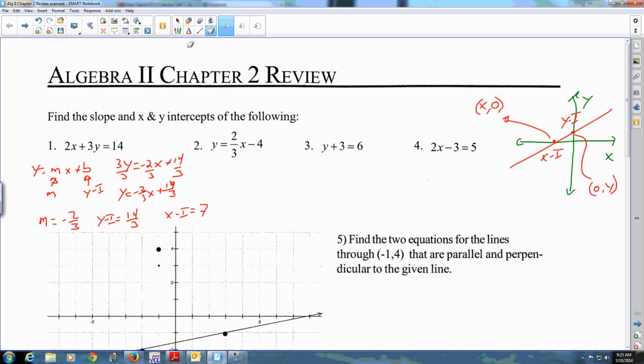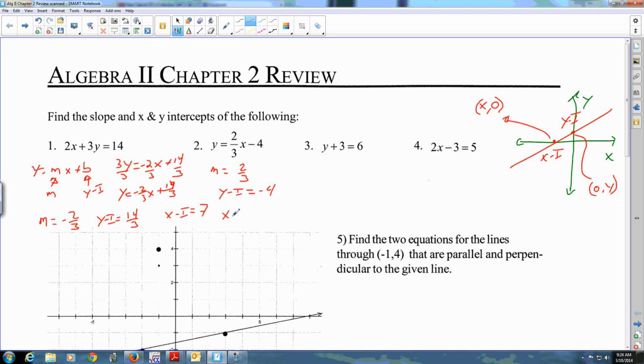When it's already in slope-intercept form, you can just read the slope. Y-intercept is negative 4. To get an x-intercept, the y is 0. So think of it this way, or remember it this way. When you have an x-intercept, your y is 0. The other letter is 0. When you have a y-intercept, the x is 0. The other letter is 0.